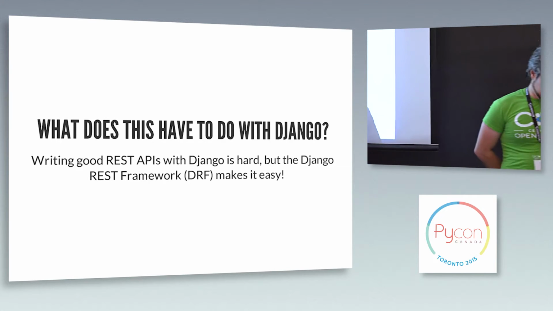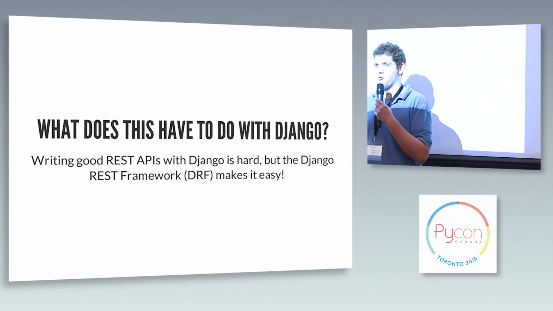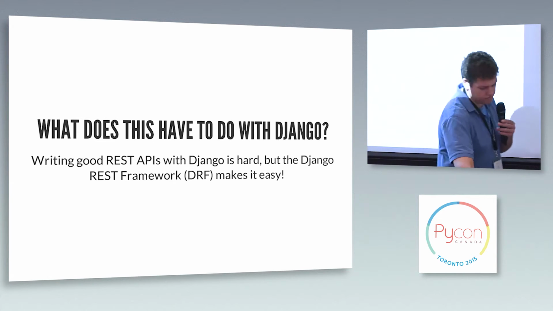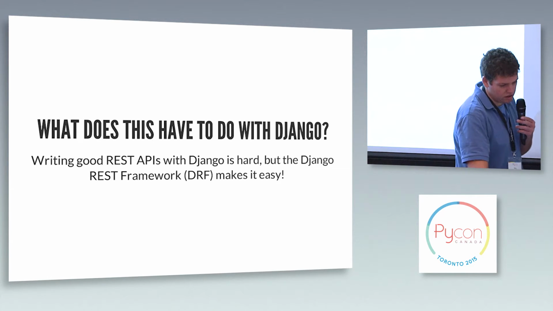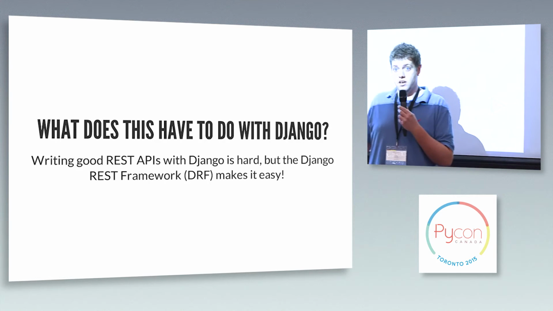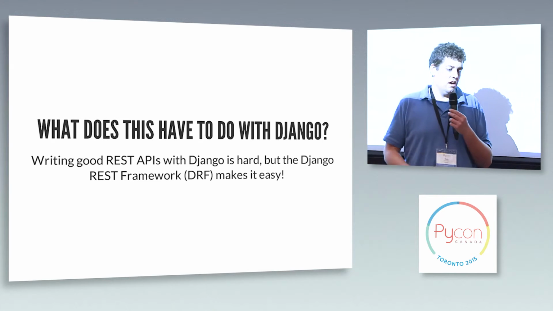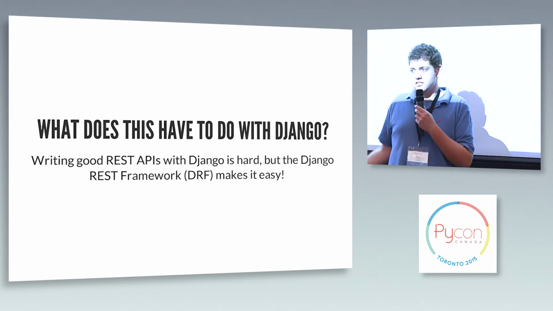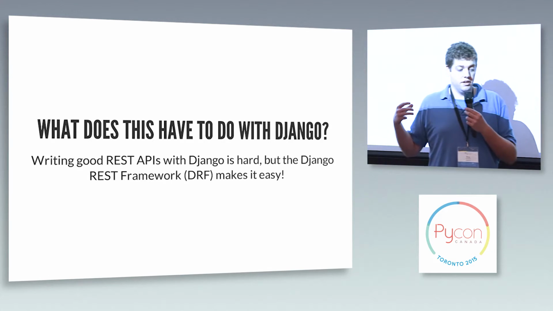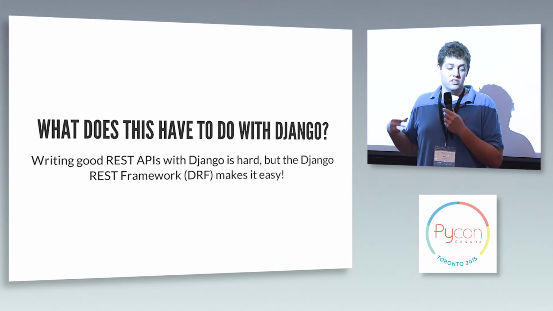So, what does this have to do with Django? I burnt 10 minutes explaining REST and haven't talked about Python at all or Django. The thesis of our talk here is writing a good RESTful API is hard. You need to think about it. You need to put some effort into it. Writing them in Django makes it a bit easier because Django is a good web framework that makes a lot of things easier. But DRF makes writing a RESTful API really easy and really straightforward.